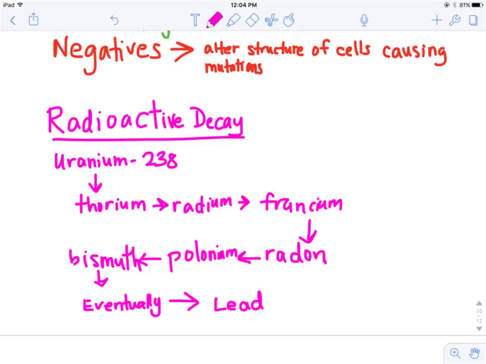There are some negative effects of radioactive decay, including the fact that they are able to alter the structure of cells, which can cause mutations, and we believe can be responsible for the formation of certain kinds of cancer.